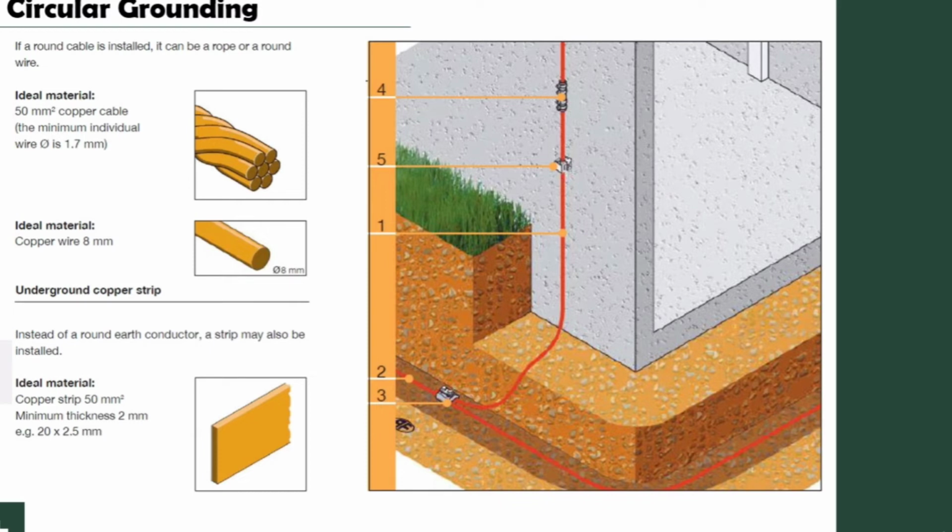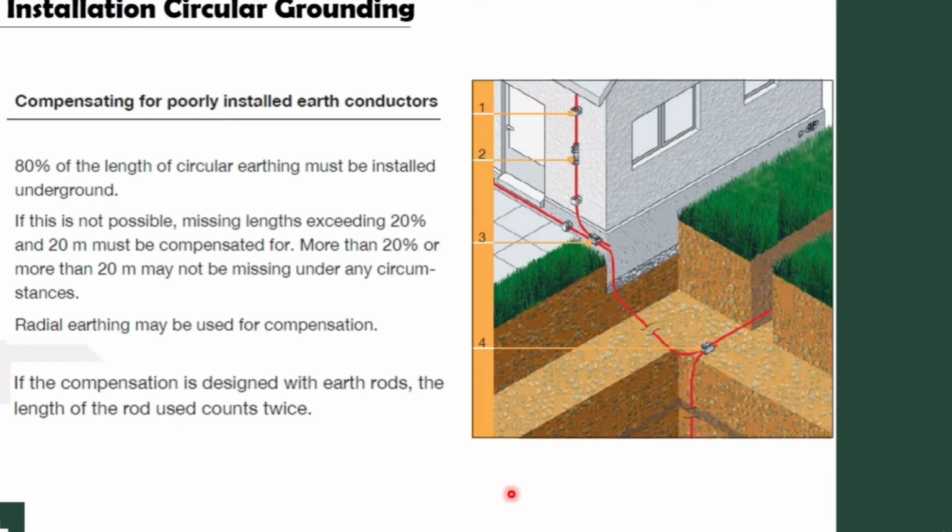And if we want to install the circular grounding, we must consider that 80% of the rings for the circular earthing must be installed underground. And also, if this is not possible, the missing links exceeding 20% and 20 meters must be compensated for. More than 20%, or more than 20 meters, may not be missing under any circumstance. And also, if the compensation is designed with an earth rod, the length of the rod used counts.